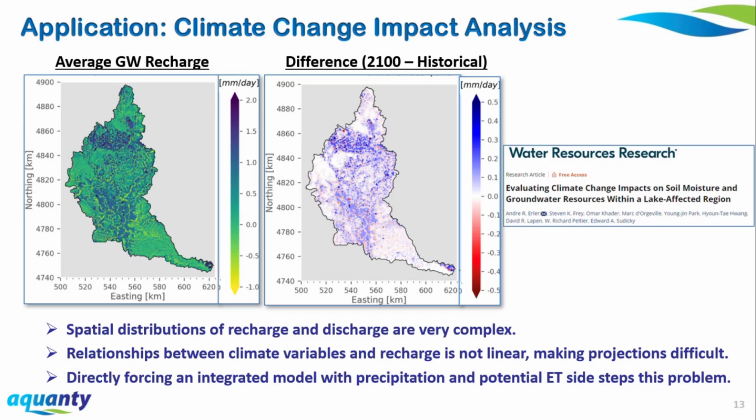Because recharge is highly nonlinear and it's a product of climate inputs and site-specific characteristics like soils and vegetation, direct calculation of climate change impacts on recharge is highly uncertain. And since the physics behind HGS remains the same, whether we're talking about the past or the future, the projected recharge outputs from HGS are physically based and therefore more accurate.